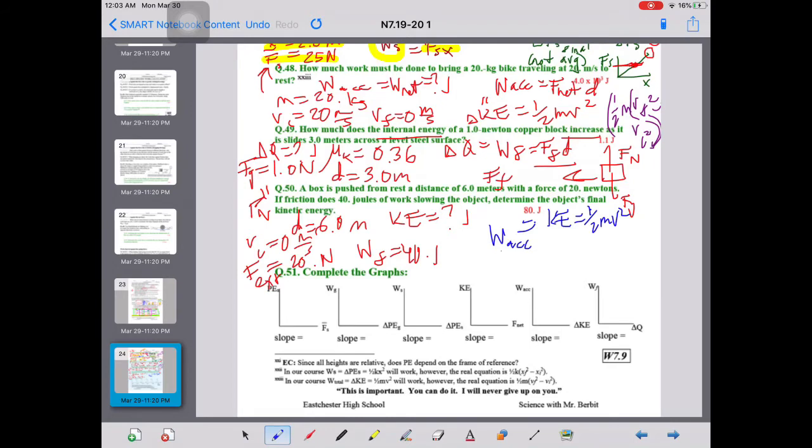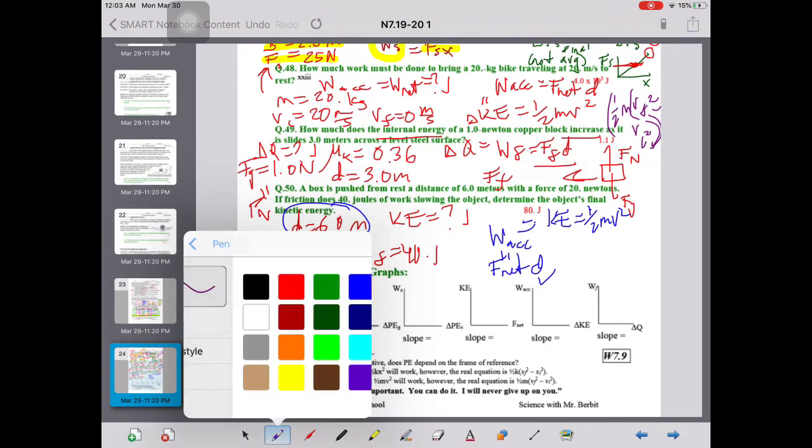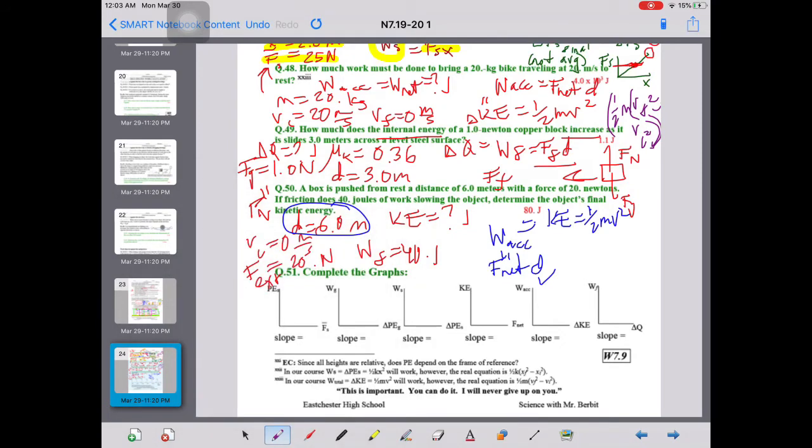Work done to accelerate, which would be F net D. Do I know anything here that will help me with that? Oh, well, we know D, so that's good. And we need F net. And you know what? They're talking forces, so don't mess around. Put yourself a little diagram over here. There it is. And so you got your FG, you got your FN. Those are going to cancel out. You've got a push, and you've got a friction.